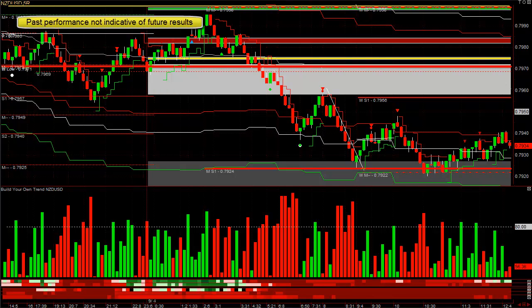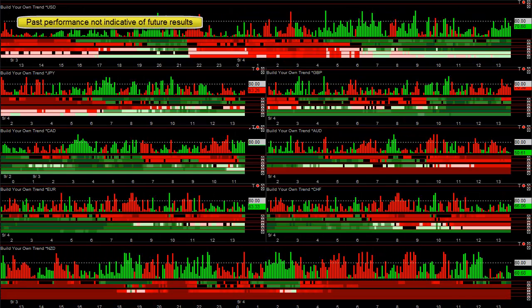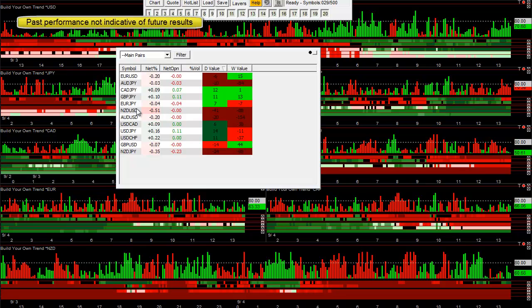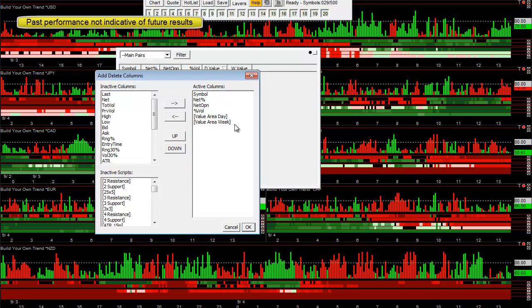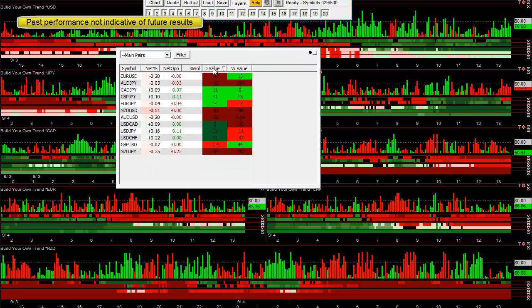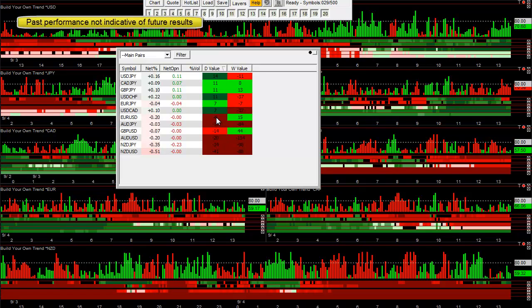Let's look at another, what I consider relatively easy way of trading. This is our quote sheet or hot list with 2 new fields that we've put in here. The daily and weekly value area, and it basically shows you how many pips above or below the previous day's and previous week's value area each one is. And if it's above the upper value area, it's dark green. If it's below the lower value area, it's dark red.